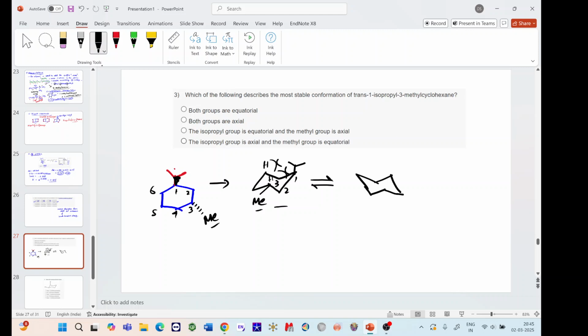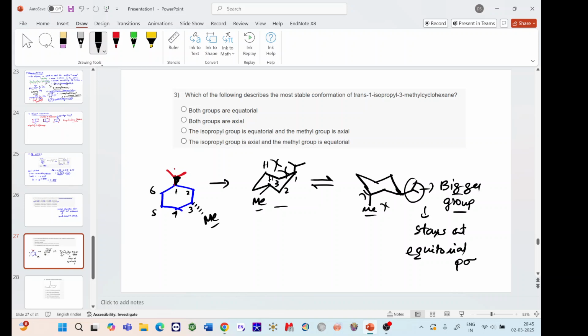So where will it go? It will stay in the equatorial position, and this methyl will go to the top, but there is a competition. So if methyl is there, its 1,3-diaxial will be very less compared to diisopropyl because this group is big. Okay, so it stays at the equatorial position.